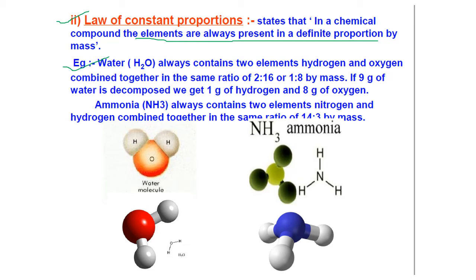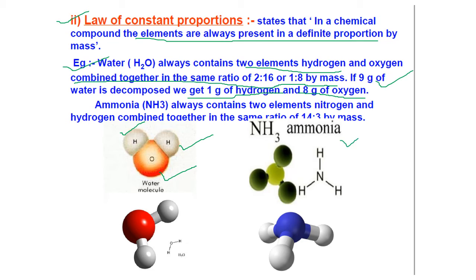Water always contains the two elements, hydrogen and oxygen, combined together in the ratio of 2:16 or 1:8 by mass. If 9 gram of water is decomposed, we get 1 gram of hydrogen and 8 gram of oxygen. So you can see the water always contains them in this proportion.